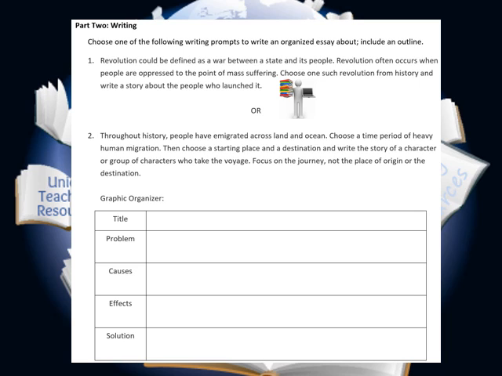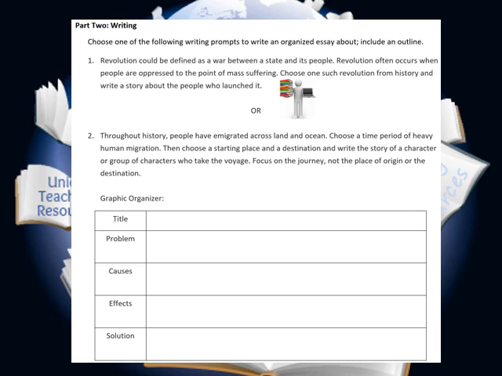You're making up a story about where the characters started and where they ended, but the focus of the story should be on the journey itself. Okay, so think of the stories that you read and you can take ideas from them because there were journeys in both. Okay, and you must organize your writing in this type of organizer where you write a problem.